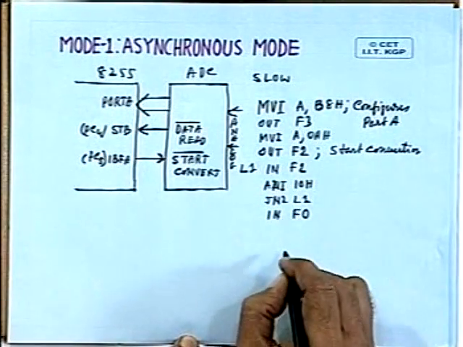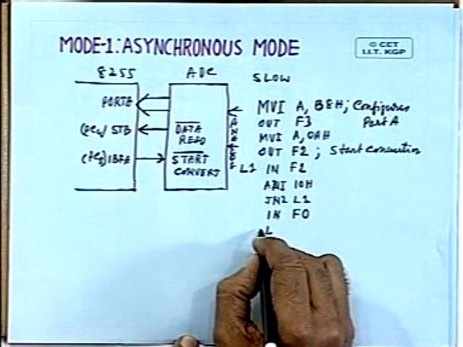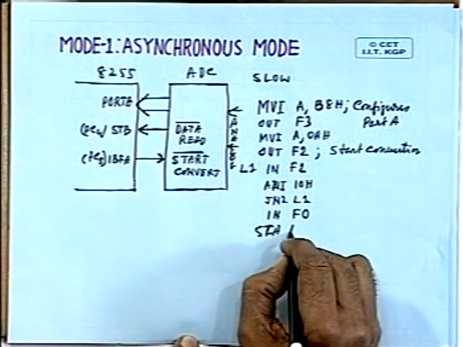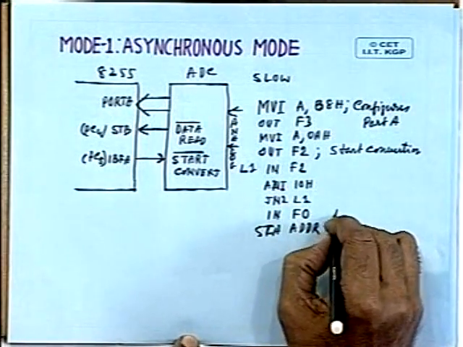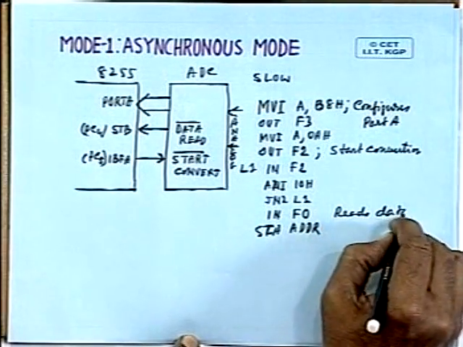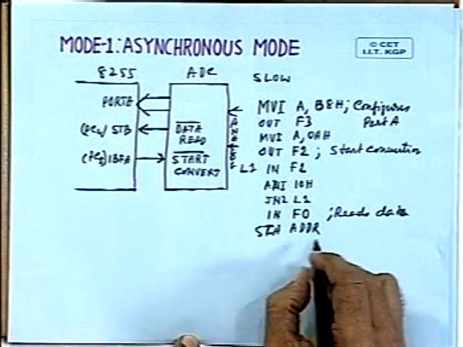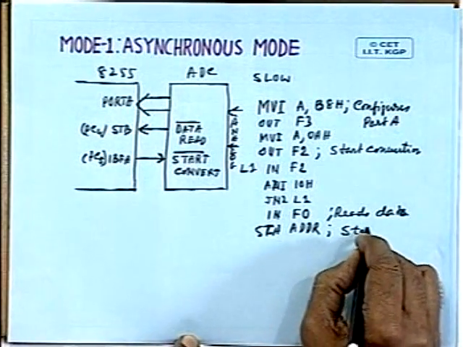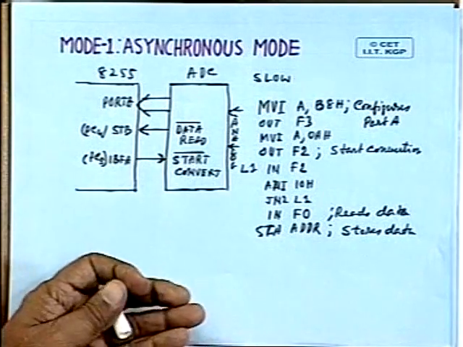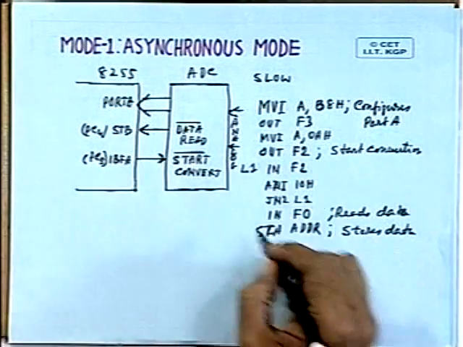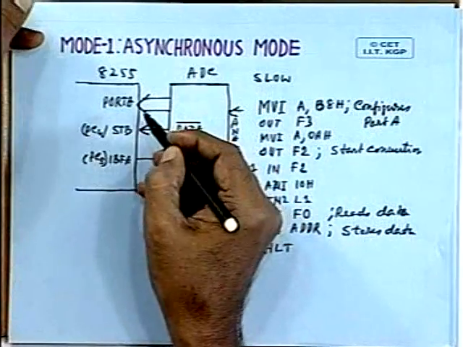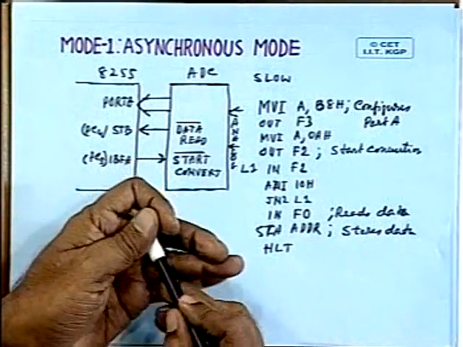So the corresponding address is F0, and it can load the data into some memory location. So here it reads data, and after reading data it stores data in some memory location, and obviously it has to be ended with a halt instruction. So we have explained the use of 8255 as an input port working in asynchronous mode. Let's see how we can use it in interrupt driven mode.